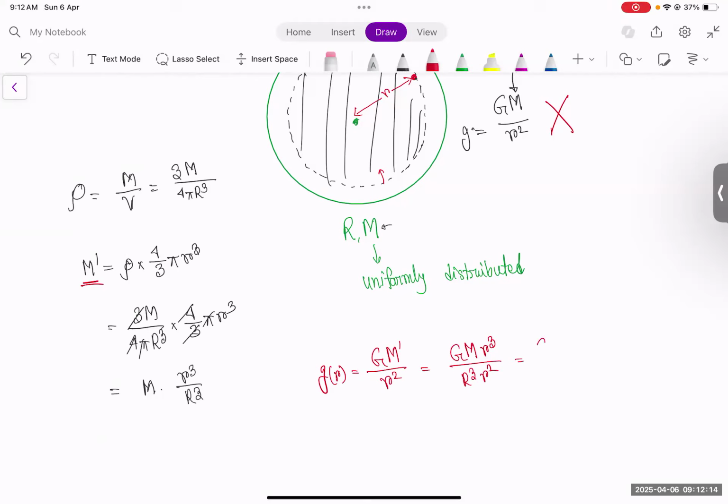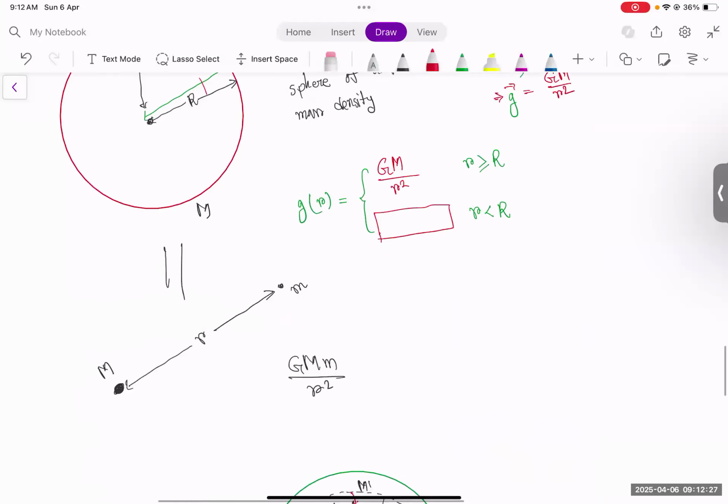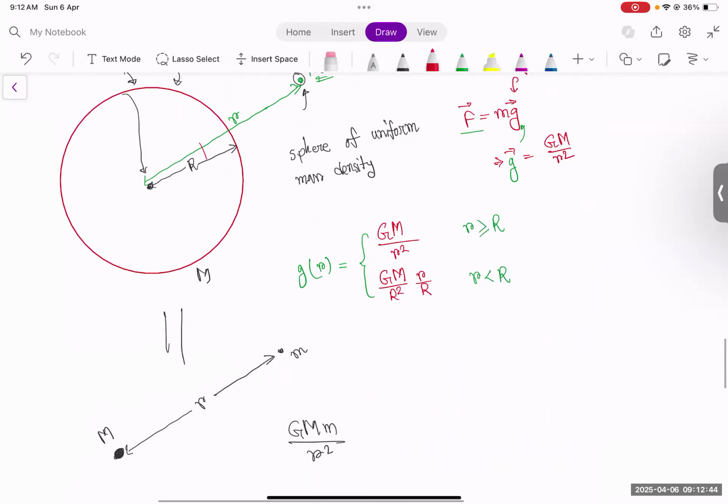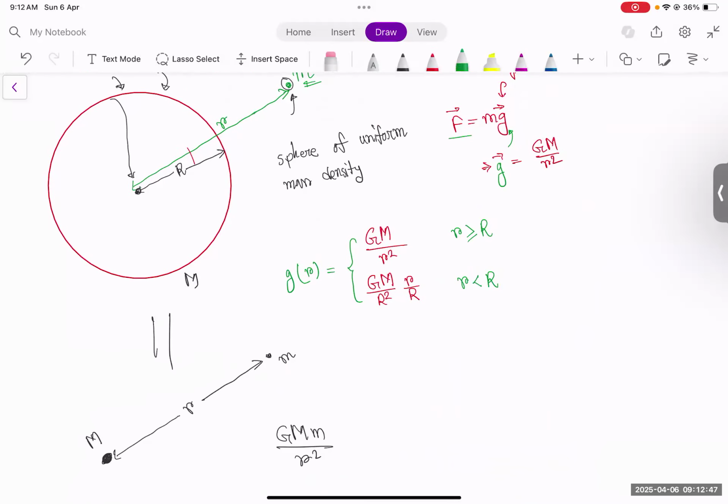So one r cancels, and you are left with GM by R cubed times r. So this is the gravitational field inside Earth. So if we plug this back in, we are done with the derivation. This will be GM by R squared, times r by R. So outside the Earth, you just use the usual formula GM by r squared. But whenever you go inside the Earth, your formula changes to this.